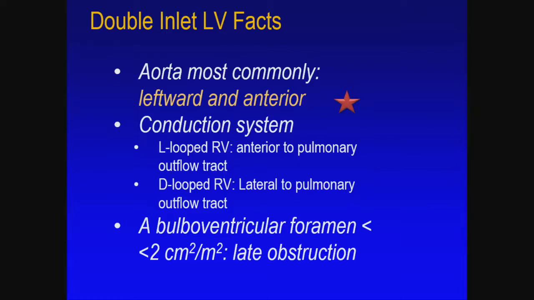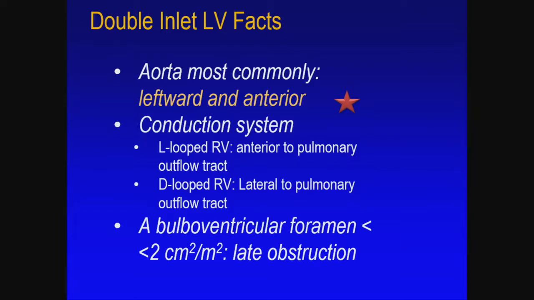Most importantly, the surgeons cannot go in and make the bulboventricular foramen, or the VSD that connects the big ventricle to the small RV, bigger because the conduction system is intimately associated with it, okay? Many, many years ago, when you guys were still in grade school probably, someone published from Boston this paper about bulboventricular foramen size. If the bulboventricular foramen size is less than 2 centimeters square per meter square, there is more likelihood of late obstruction to the artery that is coming out of that small chamber.